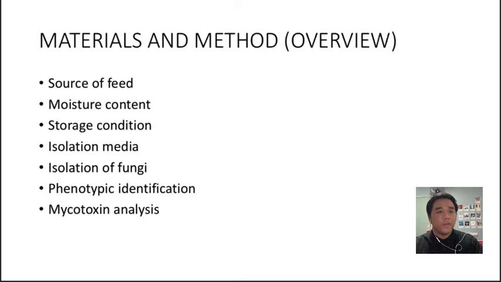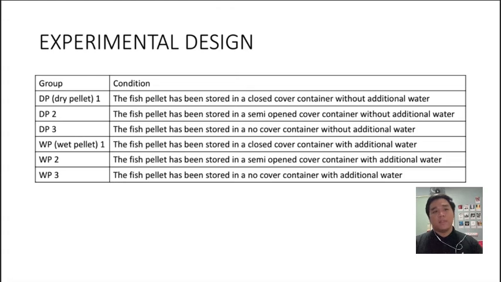This is the overview of my final year project: source of feed, moisture content, storage condition, isolation media, isolation of fungi, phenotype identification, and mycotoxin analysis. Okay, we go to the experimental design. In my project, I used 6 different types of storage. DP1 is a dry pellet stored in a closed cover container. DP2 is a dry pellet stored in a slightly open cover container, and DP3 is a dry pellet without any cover container at all.